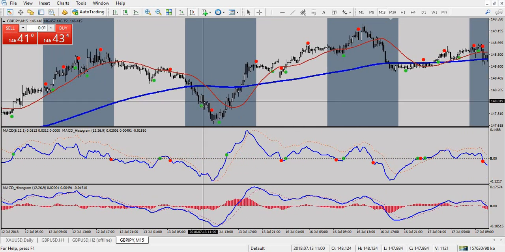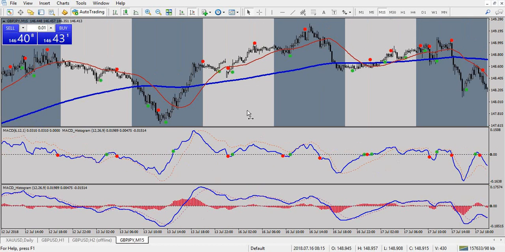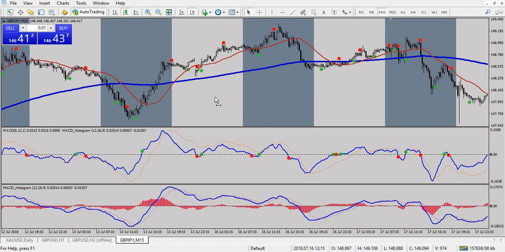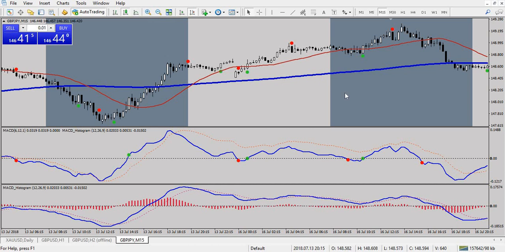And this one here against the 240 LMA, but it's a good setup. See if I can find one. Here we go, here's one with it. So that's that. 16th of July.